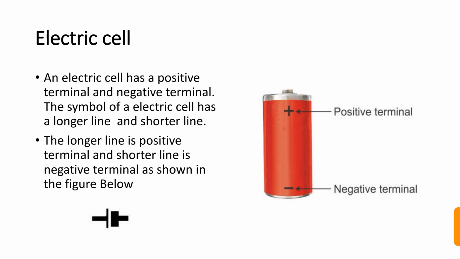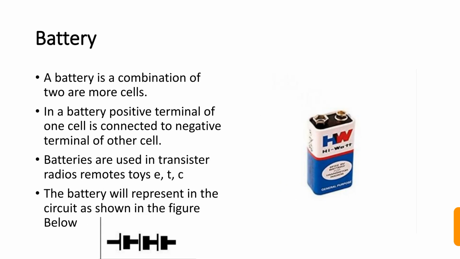So now you know about the electric cell. Next we will talk about a battery. Have you seen a battery somewhere? A battery is a combination of two or more cells. In a battery, the positive terminal of one cell is connected to the negative terminal of another cell. Means the wire will connect from the positive terminal of one cell to the negative terminal of the other cell.